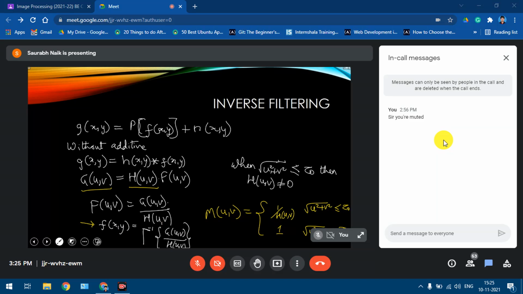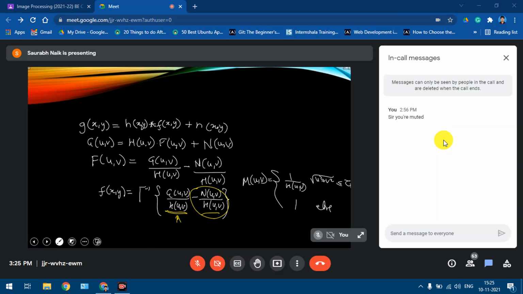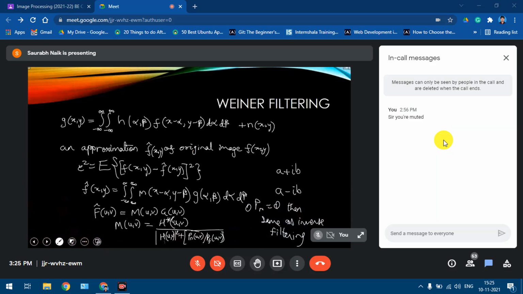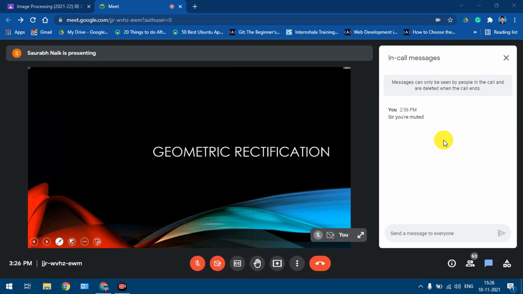So you would be getting your equation, this conjugate would be the same. You would basically divide this by the square of this. So you would actually get the output as M of u comma v as 1 upon H of u comma v, which you substitute in this equation. That is the same as inverse filtering. Okay, so that is a special case wherein there is no noise at all in your input image.